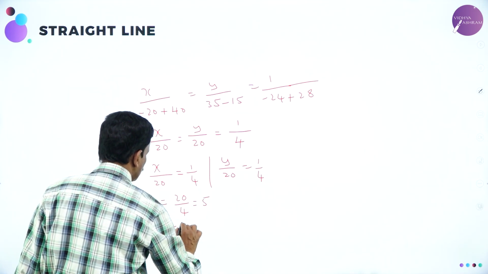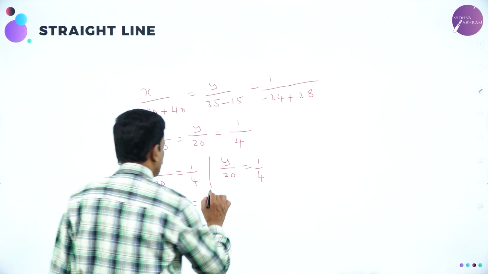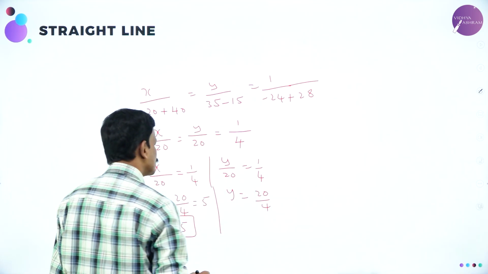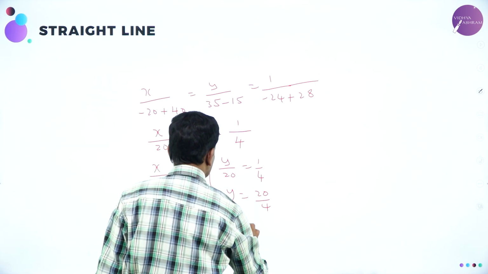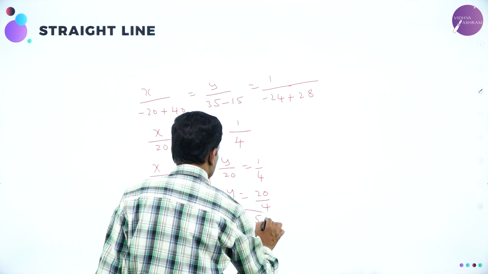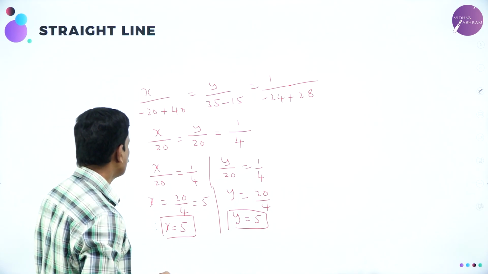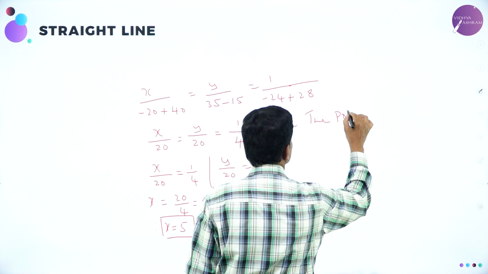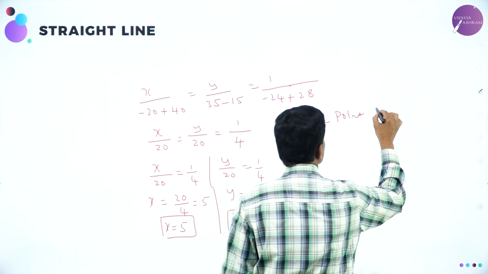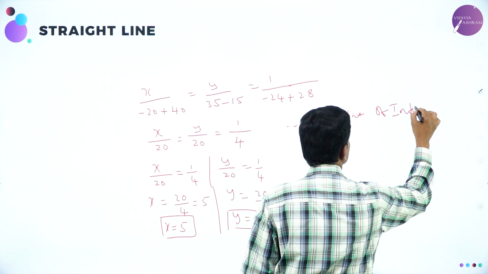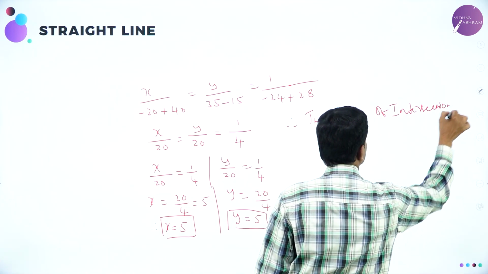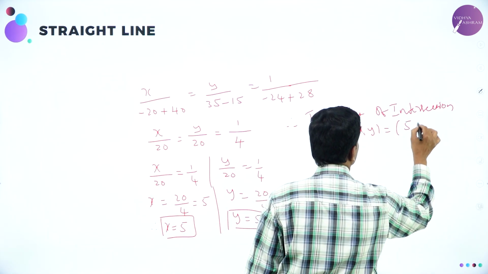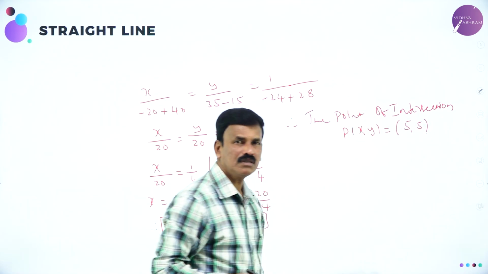Therefore, x is equal to 5. And here, y is equal to 20 by 4. So, this is also equal to 5. Y is also equal to 5. So, x is equal to 5 and y is equal to 5 are the point of contact. So, therefore, the point of intersection P x comma y is equal to 5 comma 5, right.